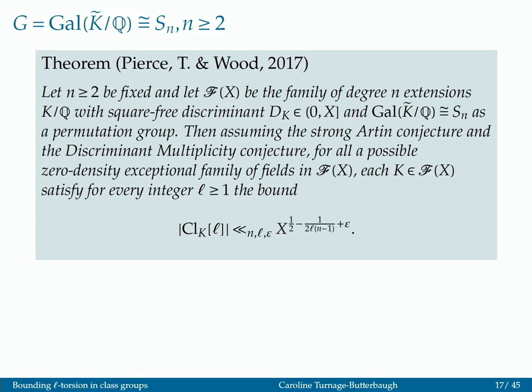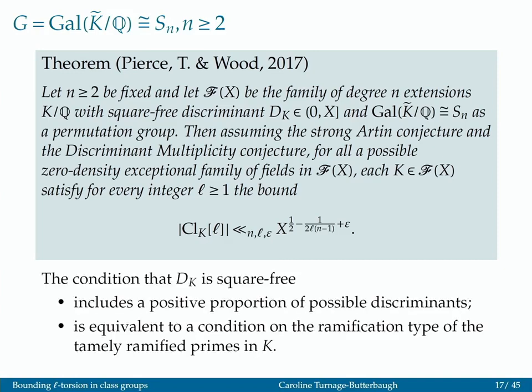Then there's some conditions that we'll have to assume. We'll have to assume what's called the strong Artin conjecture and something that's called the discriminant multiplicity conjecture. And then we'll get the upper bound that we want. Now I'll talk about what these conditions mean, but it's just to give you an overall shape of what we're able to prove. And again, just to point out, the condition that our discriminant is square-free includes a positive proportion of discriminants, and it is equivalent to a set ramification type for the tamely ramified primes.